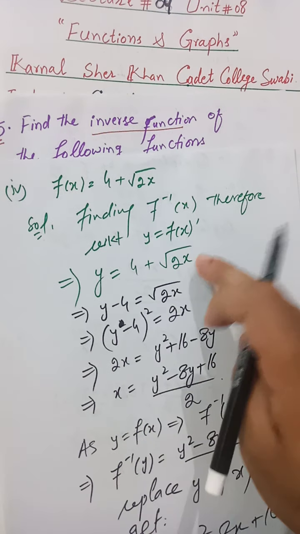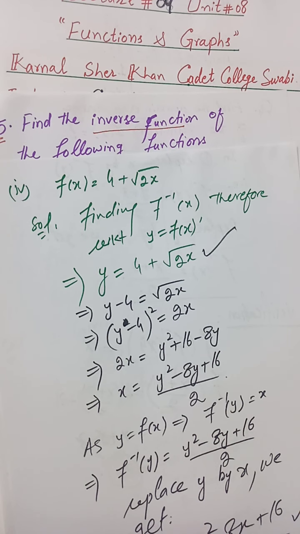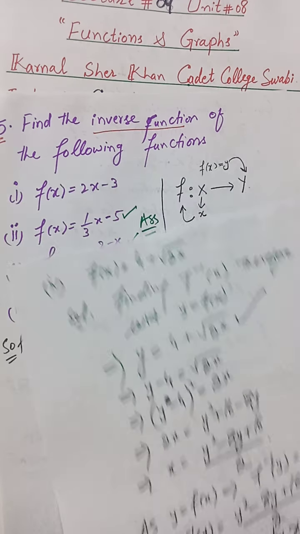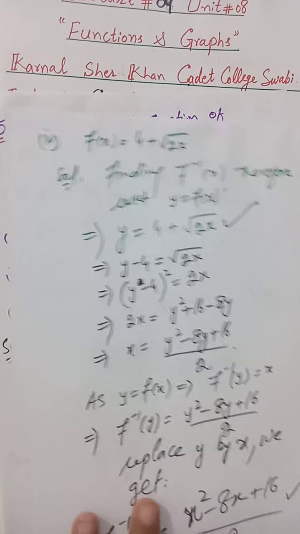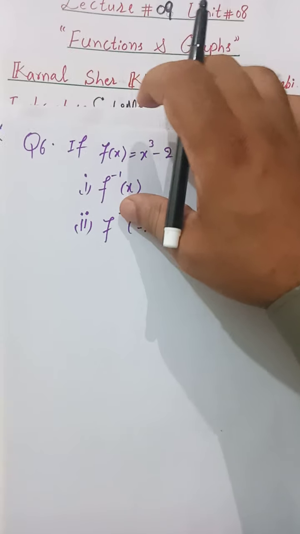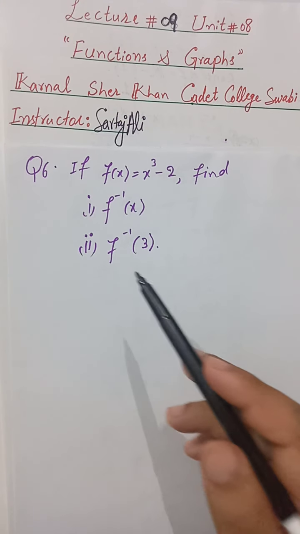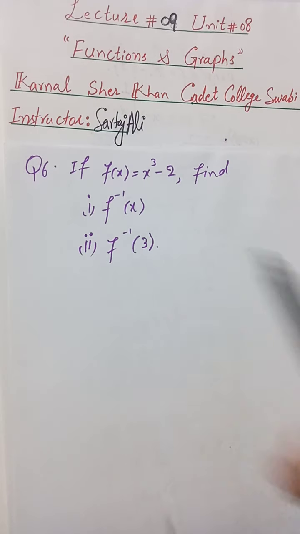Now this is your given function, and this is the inverse of that function. Okay, so this is question number 5. Now question number 6. In question number 6, we need to first find the inverse of the given function and then calculate that inverse function at point 3.